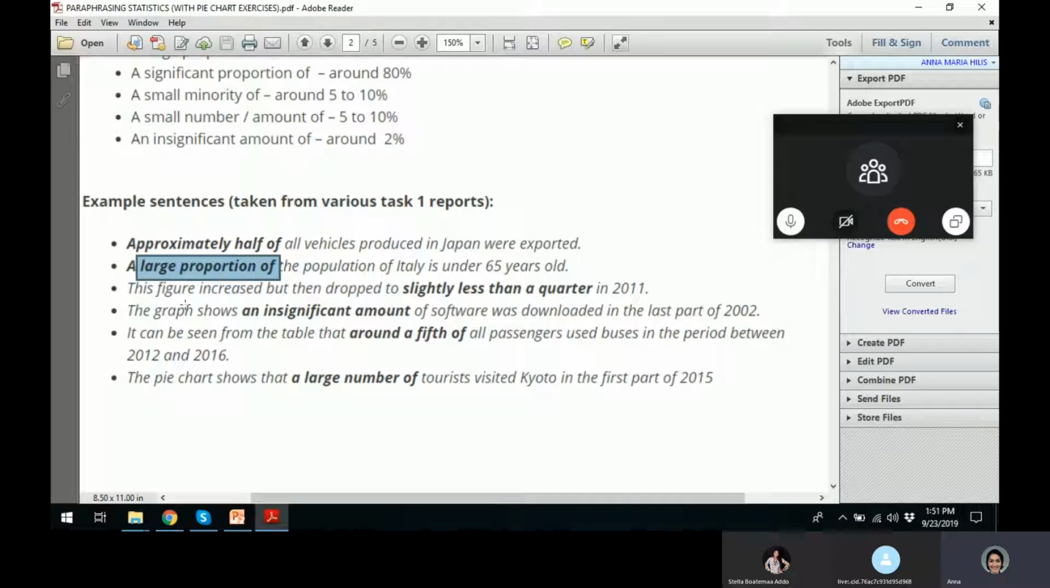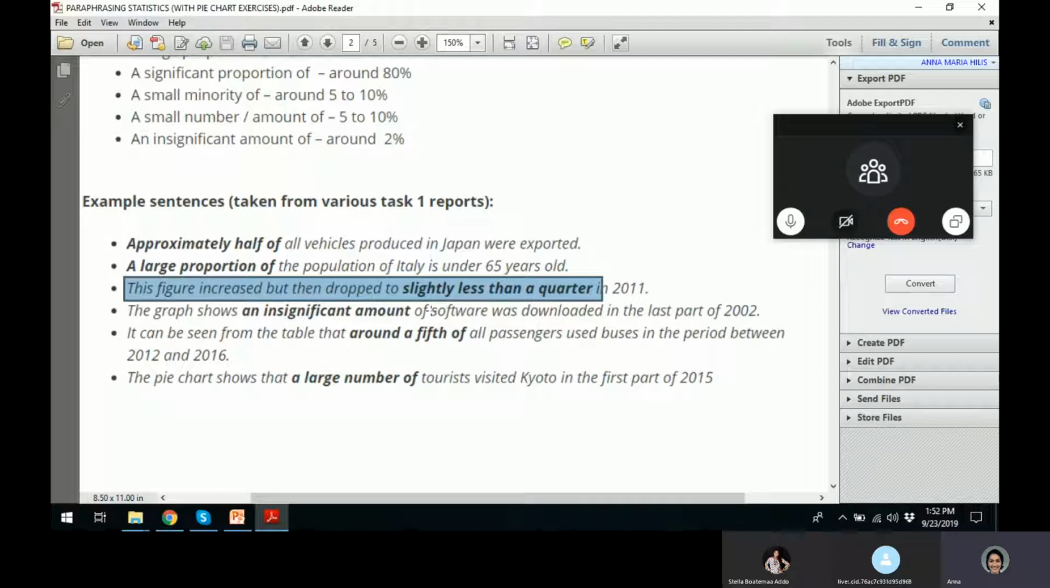Approximately half of all vehicles produced in Japan were exported. A large proportion of the population of Italy is under 65 years old. This figure increased but then dropped to slightly less than a quarter. When we say figure, we're talking about the number. The graph shows an insignificant amount of software. Software, we don't say number of software. Well, it depends. Software downloaded, we can say number of software downloaded programs. But if the noun we are referring to is software, then we say amount of software.